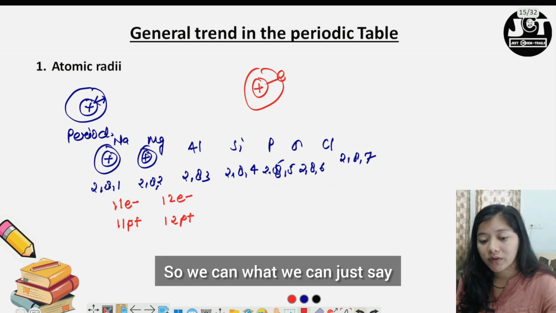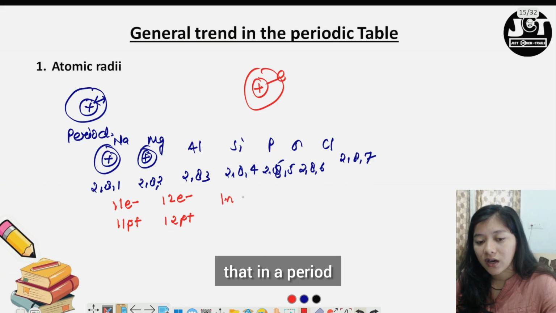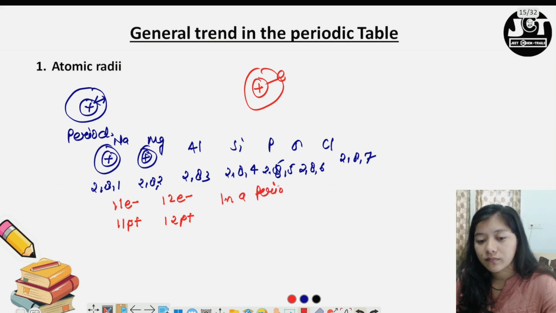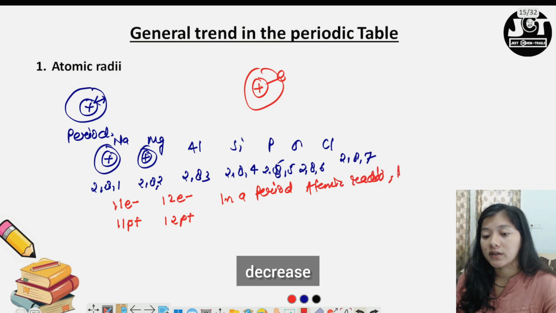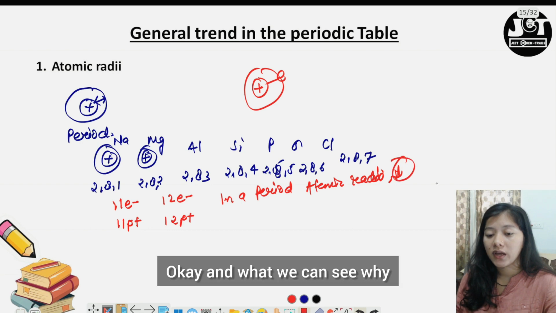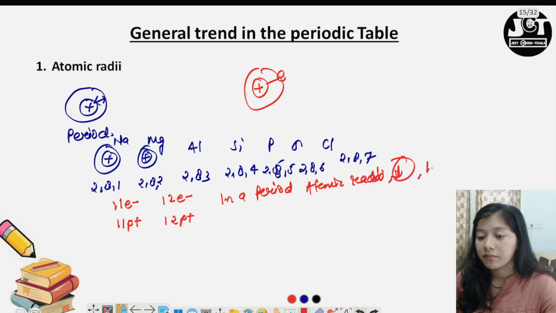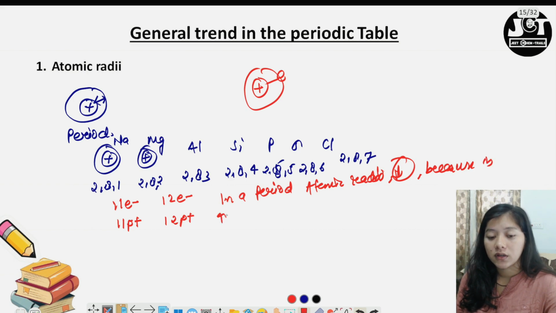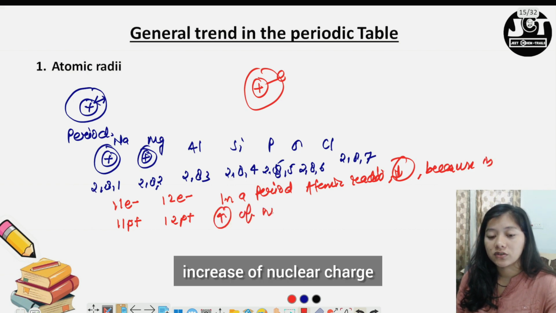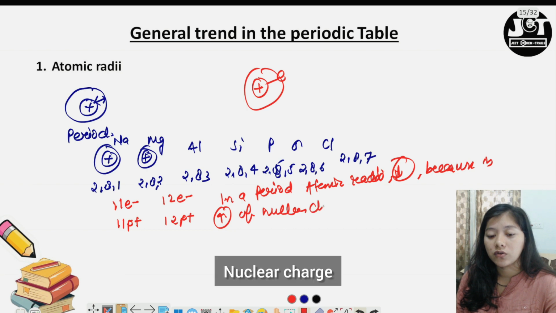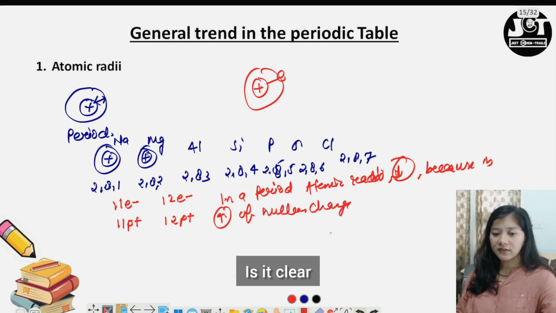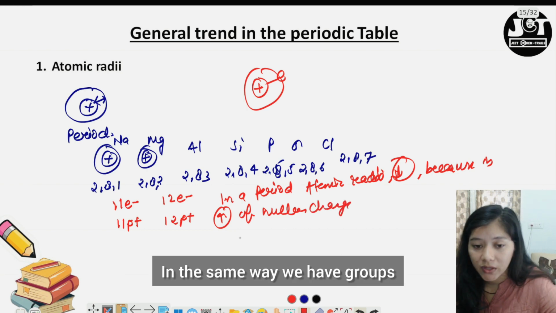So we can just say that in a period, atomic radii decrease. And why? Because of the increase in nuclear charge. Okay, is it clear?